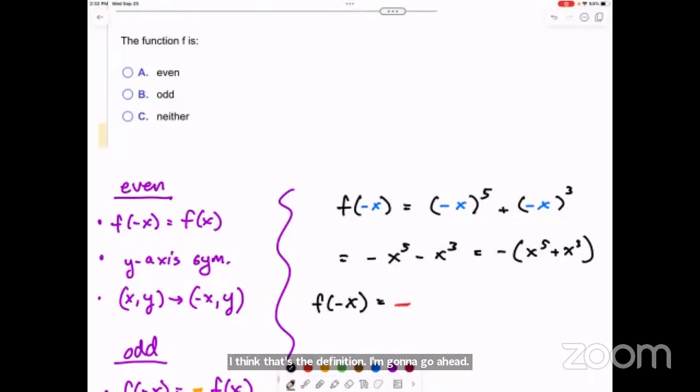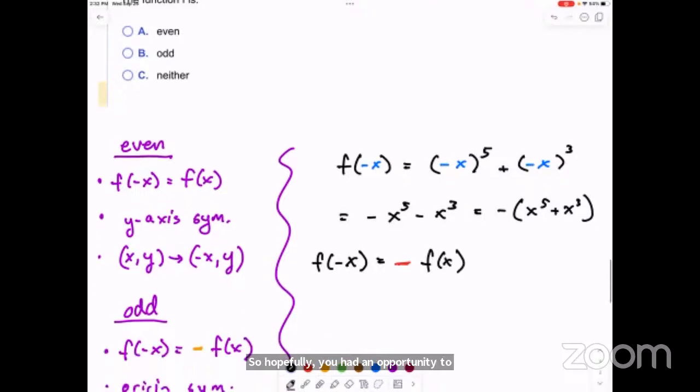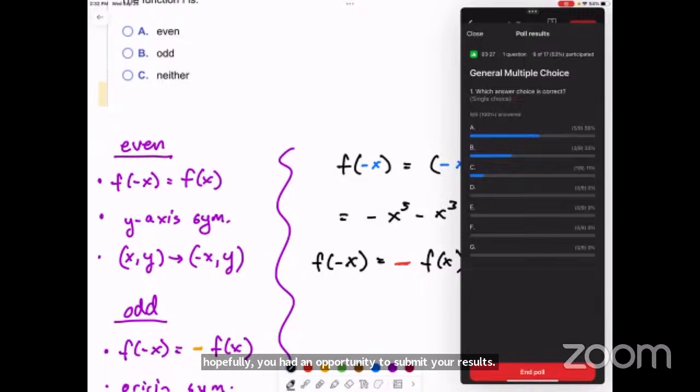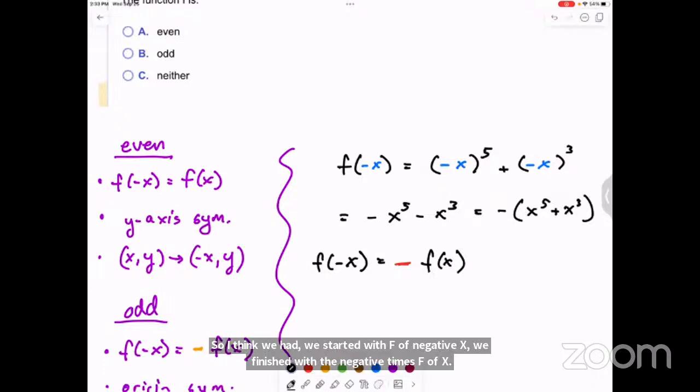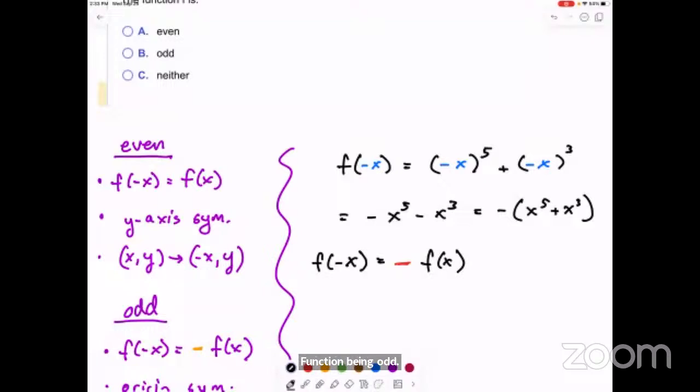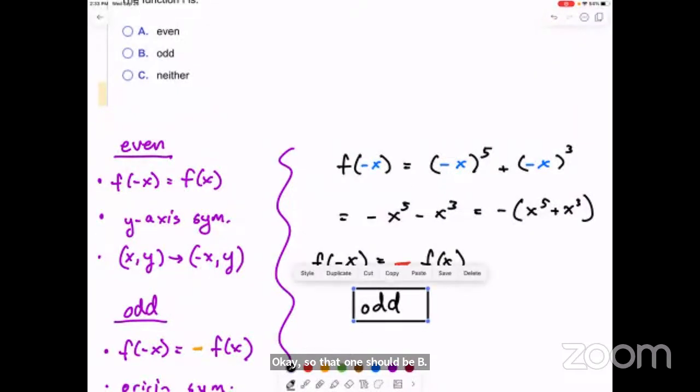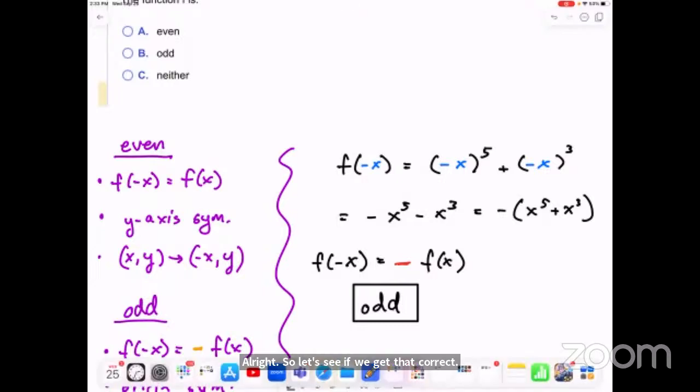So hopefully you had an opportunity to submit your results. Okay, I'm going to close the poll. So we started with f of negative x. We finished with the negative times f of x. So that's the definition of a function being odd. So that one should be B. All right, let's see if we got that correct. All right, check.